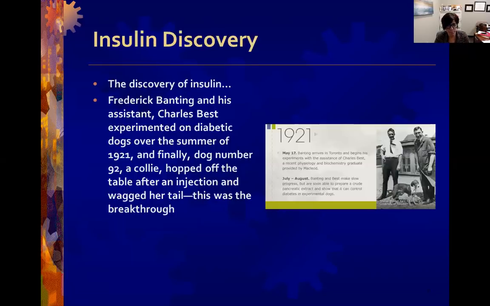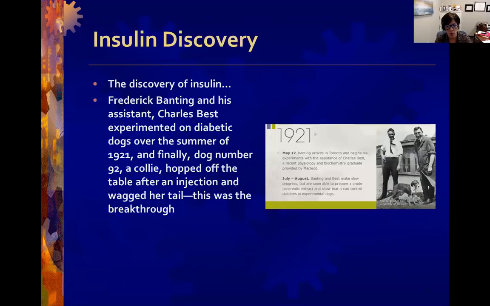Okay, so insulin, it's not going away. You'll need to know it again for this test. Insulin was discovered in 1921 by Frederick Banting and his assistant, Charles Best. They experimented on diabetic dogs. And finally, with dog number 92, a colleague hopped off the table after the injection, wagged her tail, and it was a breakthrough. So again, we talked about this last year.